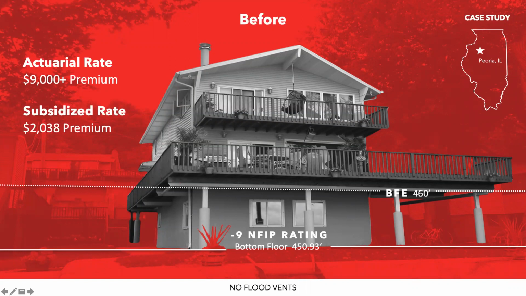So what we have here is a project out in Peoria, Illinois, right on the Illinois River. And the base flood elevation for this property is 460 feet above sea level. But because this structure was not built with flood vents, even though it's elevated, even though that whole ground floor is just being used for storage and parking, what ends up happening on the elevation certificate is the bottom floor is being rated at 451 feet, okay? So technically this home is actually 9 feet below base flood elevation.